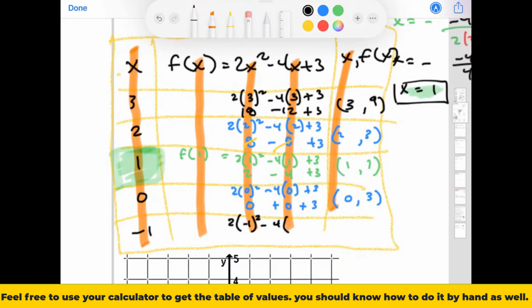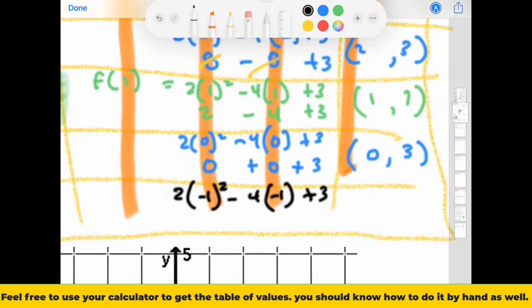And remember, every x value, we're now writing negative 1. Negative 1 squared is 1. 1 times 2 is 2. Negative 4 times negative 1 is positive 4, plus 3. So 2 plus 4 plus 3 would be 9. So I'll get negative 1, comma 9.